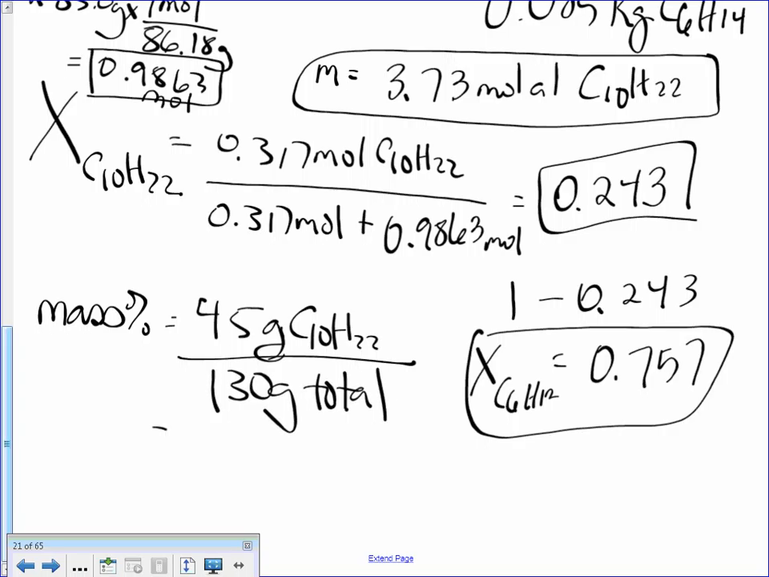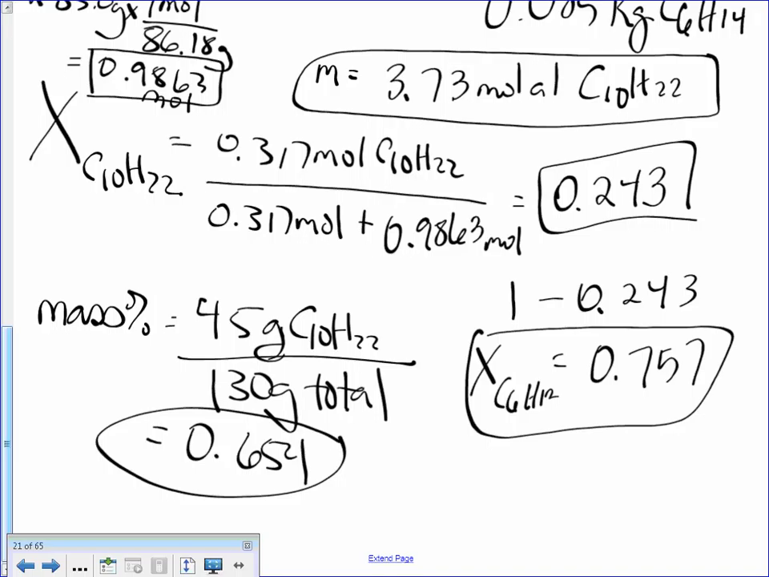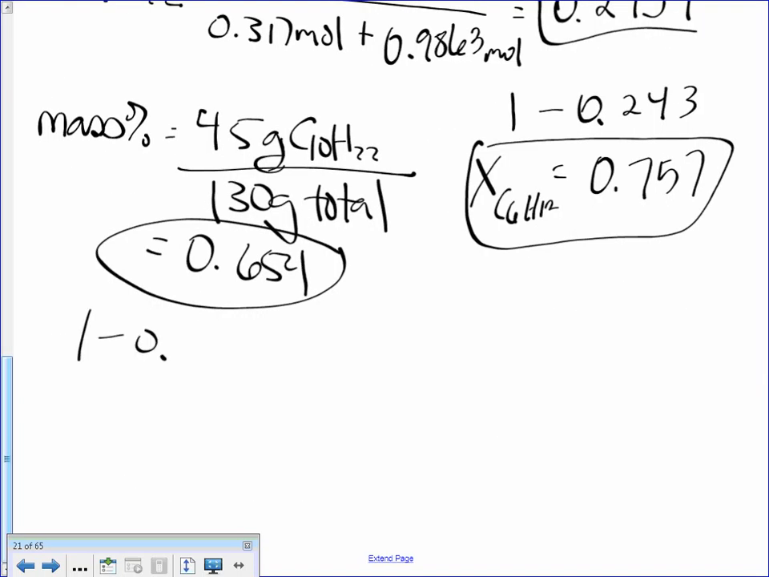And you can get fraction without doing the mass percent by not multiplying by 100. So the mass fraction would be 0.645. That's in reference to decane. What's the mass fraction in reference to hexane? 1 minus that. Which would be 0.346.